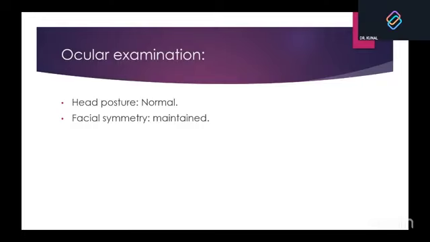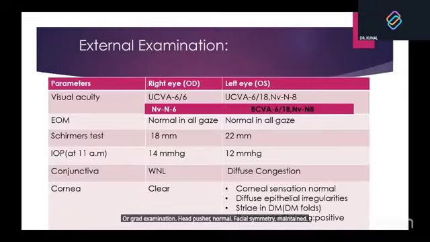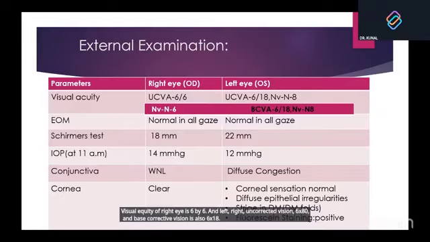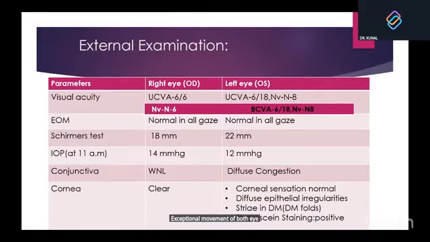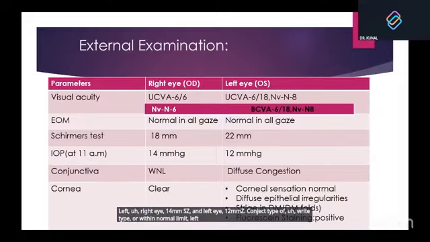Ocular examination. Head posture normal, facial symmetry maintained. External examination. Visual acuity of right eye is 6/6 and left eye uncorrected vision 6/18 and best corrected vision is also 6/18. Extraocular movement of both eyes normal in all gaze. Schirmer test done: right eye 18 mm and left eye 22 mm. IOP right eye 14 mm Hg and left eye 12 mm Hg. Conjunctiva of right eye is within normal limit. Left eye has diffuse congestion.